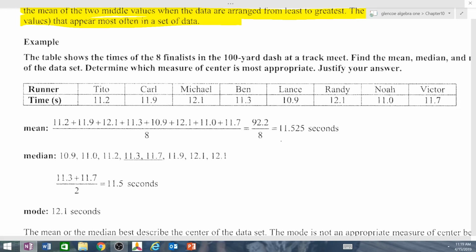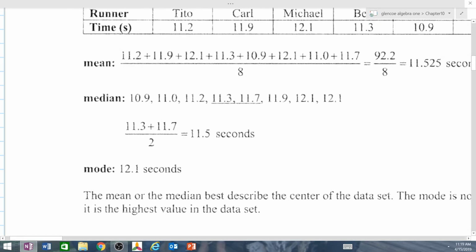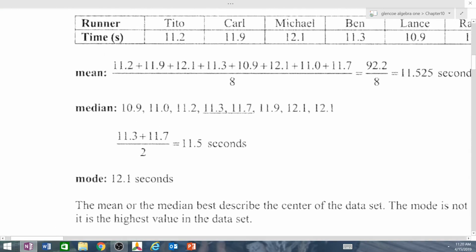The median is the middle number. So here we go. We took all of the numbers that appeared in our data set and we lined them up from the smallest: 10.9, 11.0, 11.2, 11.3, 11.7, 11.9, and then we had 12.1 twice. Now we wanted to find the middle number. So this is basically what you would do. You would cross out on either end.